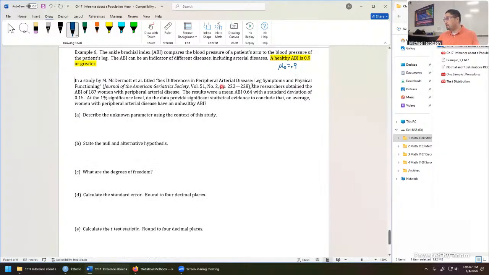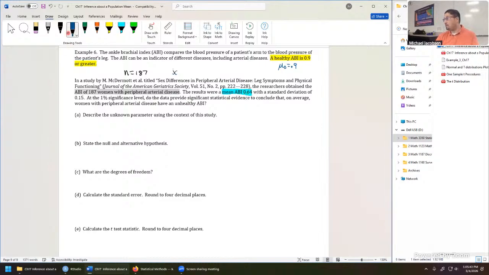The study said the researchers obtained the ABI of 187 women with peripheral arterial disease. So that's given us a sample size N to work with. N equals 187. We have a sample mean of 0.64, so that's one statistic. We know that's a sample mean because it says here the results, meaning the results from pulling the sample gave them that mean. So definitely not the population mean.